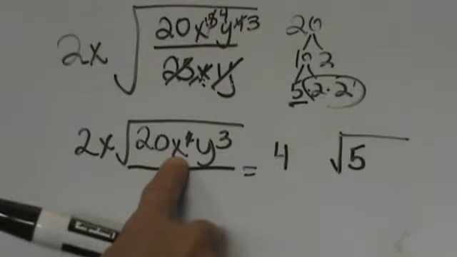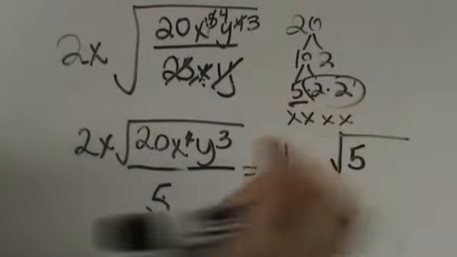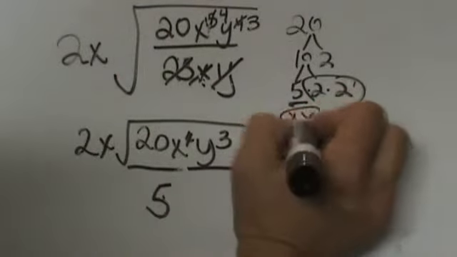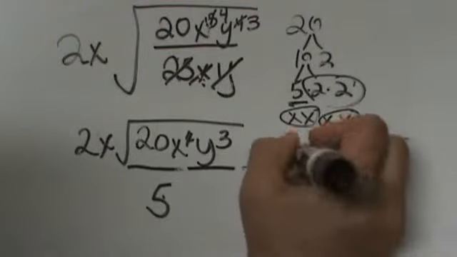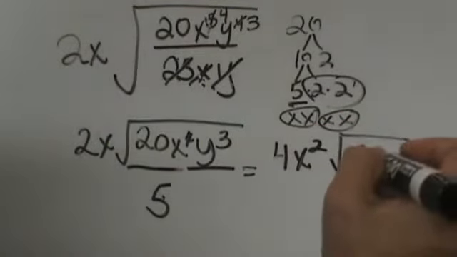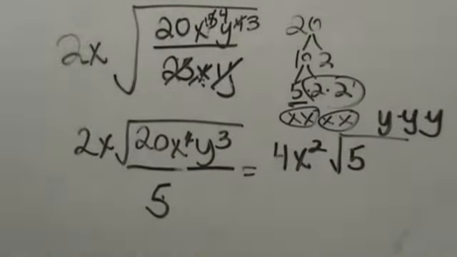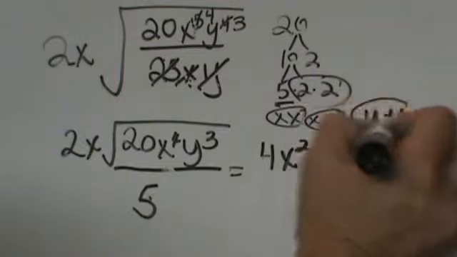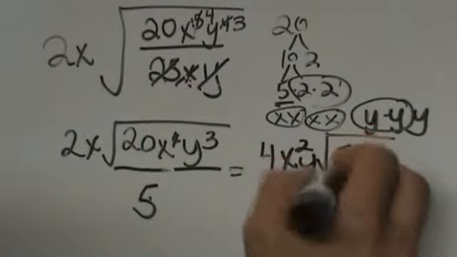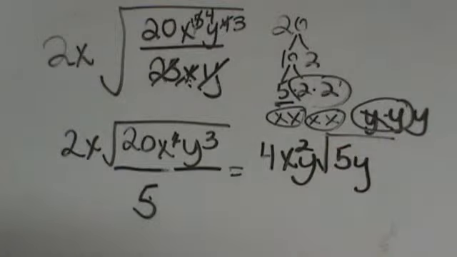Okay, let's take my x's. I have x to the 4th. Well, that's x times x times x times x. I'm finding groups of 2's because this is a square root. I have 2 groups of 2's, so that's x squared. Okay, and then I have y times y times y. Okay, my groups, I have one group of 2, so I have a y come out, but I have a y left.